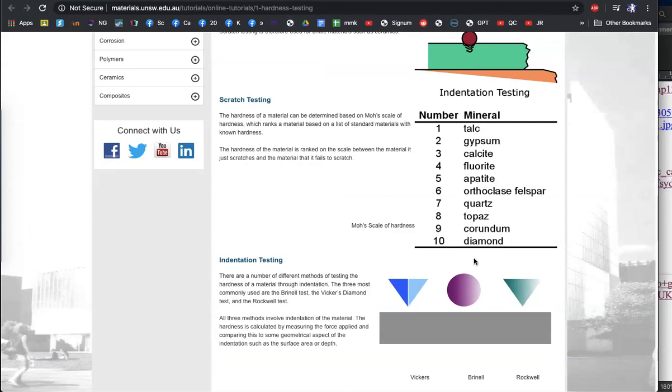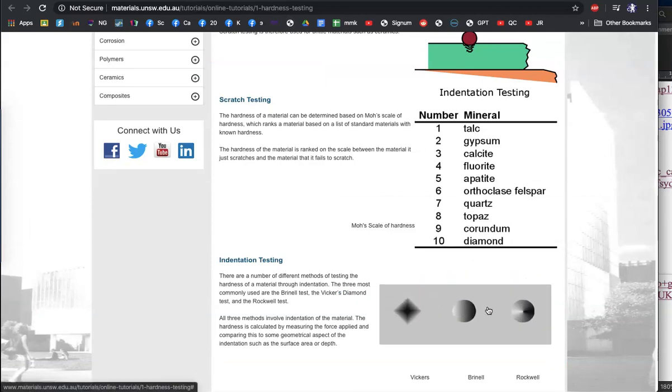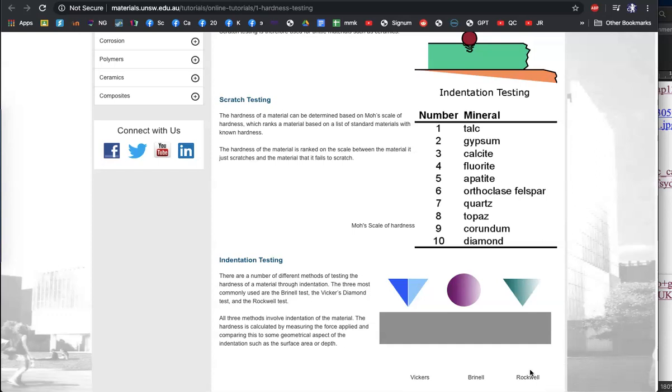What's the difference? Well, so Vickers uses a square pyramid. Brinell, we said, uses a ball or a sphere, and Rockwell uses a cone. So that kind of helps you to understand what's going on with the different testing.